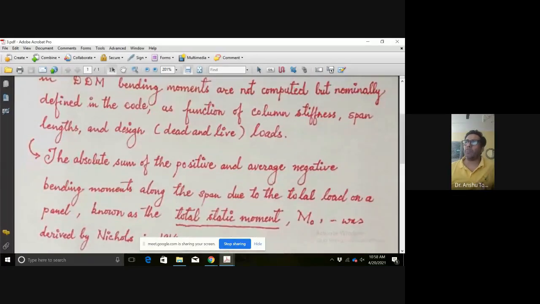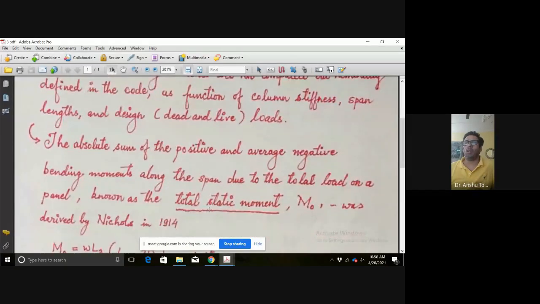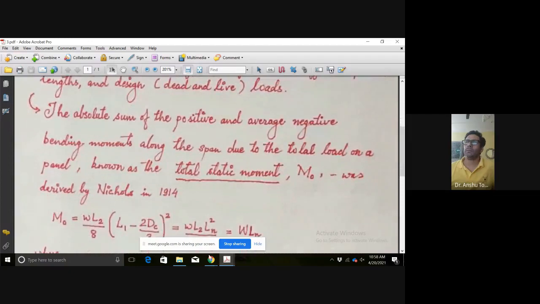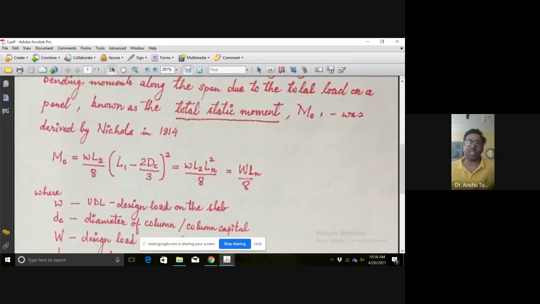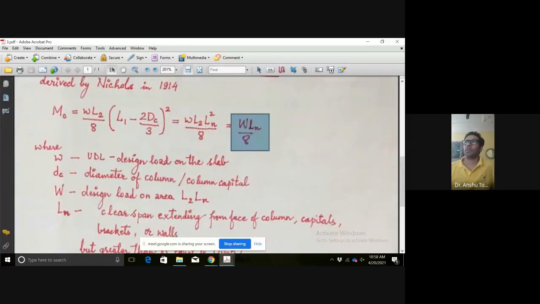The absolute sum of the positive and average negative bending moments along the span due to the total load on the panel is known as the total static moment. It is more or less fixed. That is why it is called the total static moment, M0. And this was the equation derived by Nichols in 1914. And it has been simplified as W Ln/8. Although you can see here the basic formula still remains the same, W L2 Ln²/8. So it is one and the same as WL²/8.